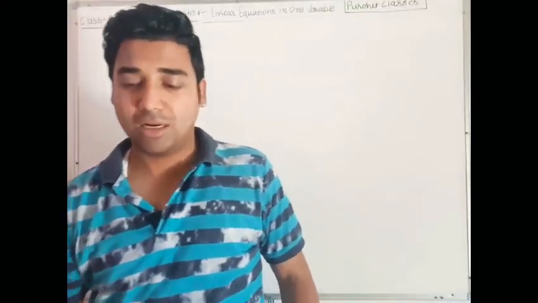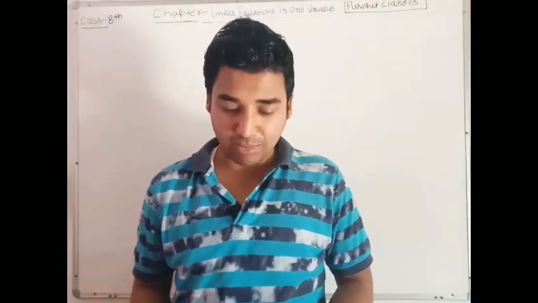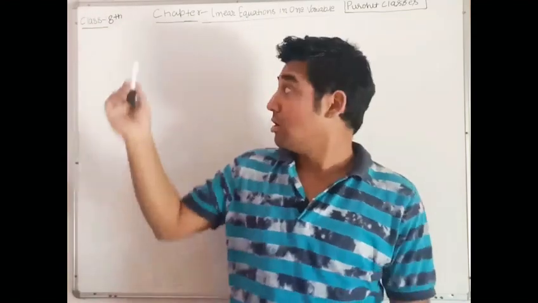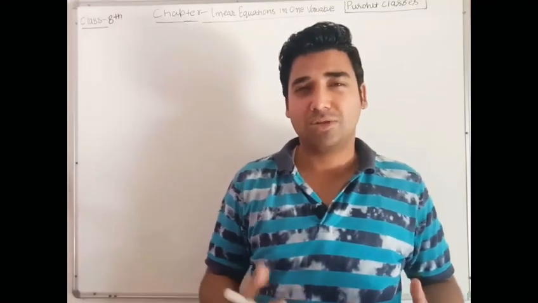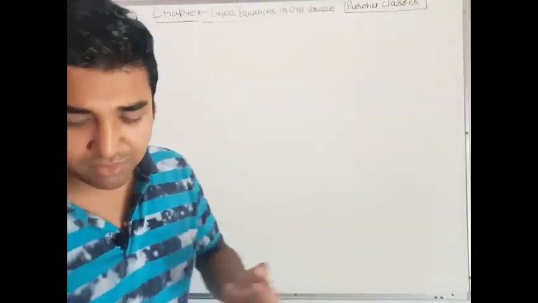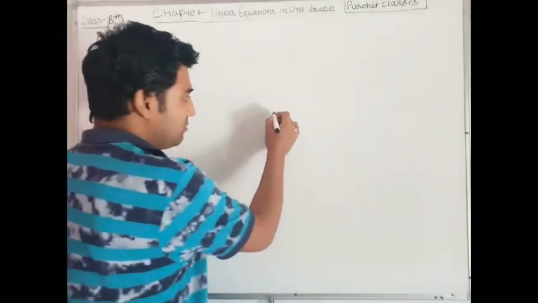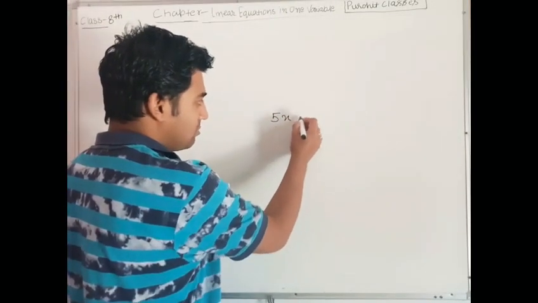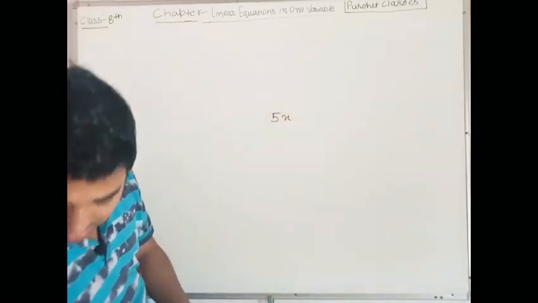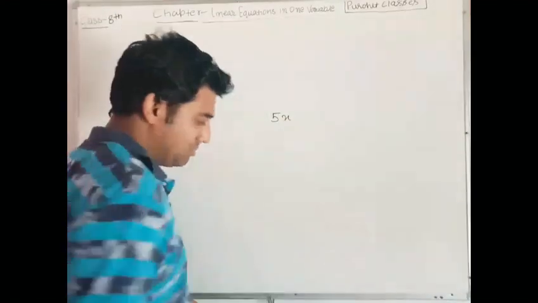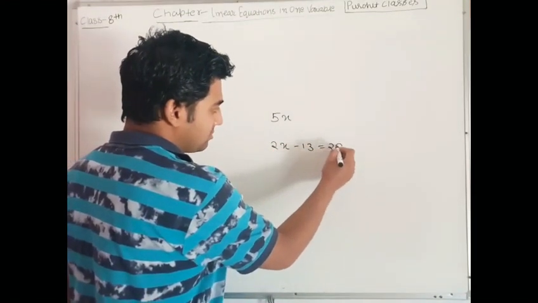So welcome back class 8th, and today we are going to start the second chapter, that is linear equation in one variable. Before starting this chapter, let us see some expressions which we have gone through from our previous classes. Like you must have seen this kind of expression in class 7, 5x plus 2y, or simply we can say 5x. One more I am taking for example, 2x minus 13 equals 29.